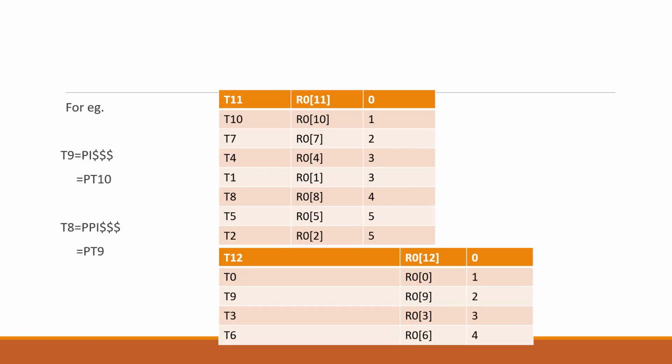So for example, we strip off the first character of T9, that is P, and the remaining suffix is basically T10, so what we get is PT10. Then for T8, we strip off the first character P, the remaining suffix is T9, so T8 is equal to PT9. So these T9 and T10, they lie in different tables, so we have to repeat this step again.